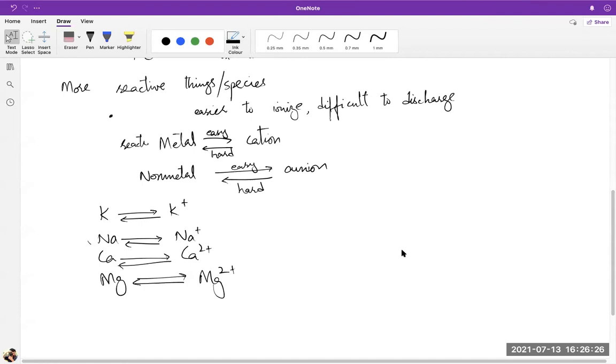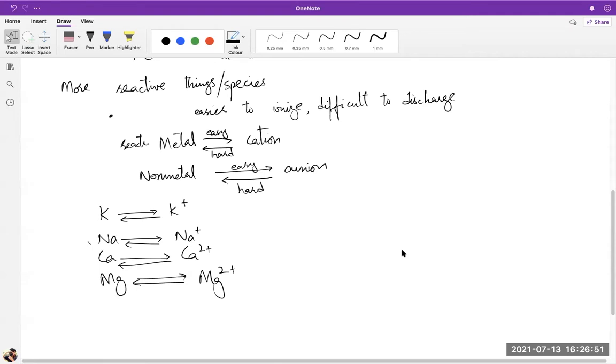Electricity is the power that allows us to ionize or discharge things whenever we need them. For example, I need neon to glow. Even though neon is a noble gas, I can still ionize it by giving it electricity. So electricity forces it to do something that it doesn't want to. A noble gas does not want to become an ion, but electricity will force it to do that. So I can easily ionize it using electricity.